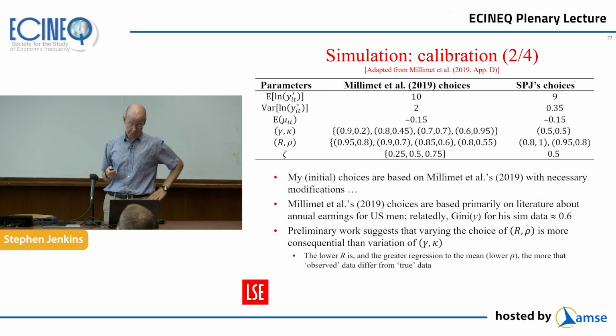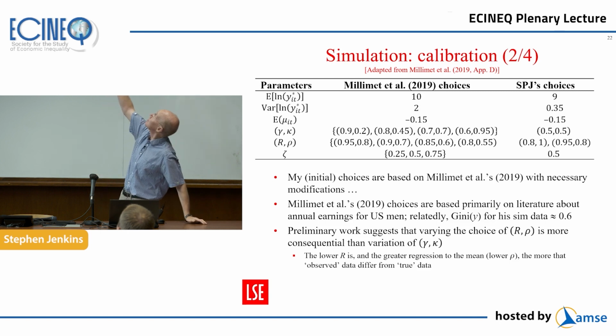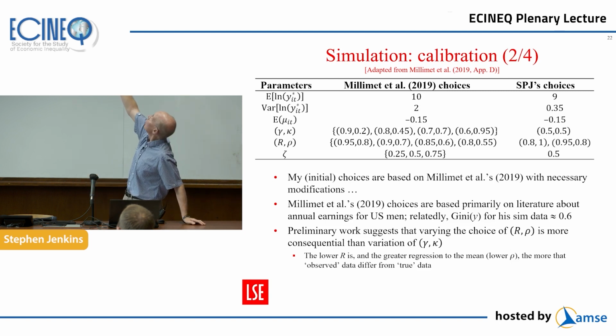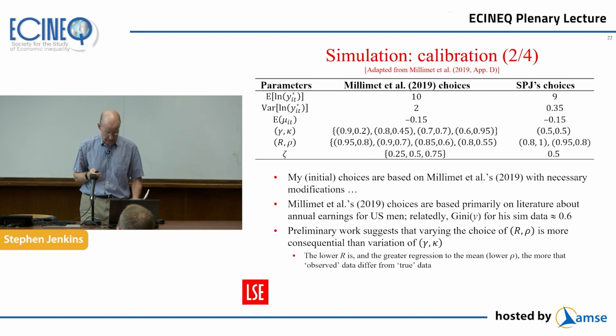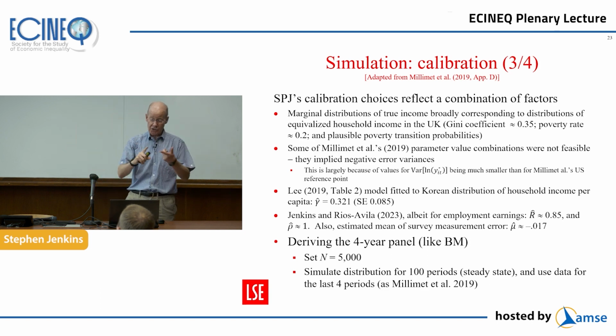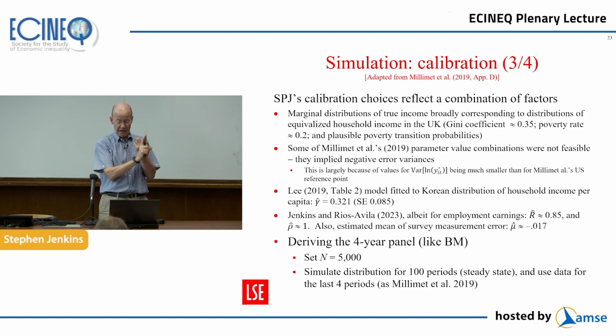Also, varying the choice of reliability and rho is much more consequential than choosing the gamma and the kappa. So basically I'm going to have a leading case, which is the 0.81, and then show you also what happens with a variation from that. As I said, it's preliminary work. So basically I'm calibrating to the UK, Gini 0.35. The poverty rate that comes out initially is around 0.2, a fifth, and the transition probabilities, as you'll see, are plausible.